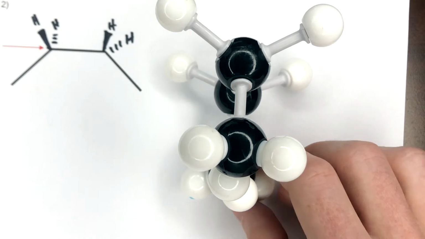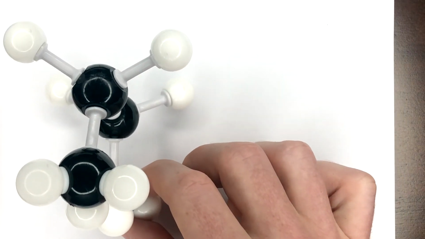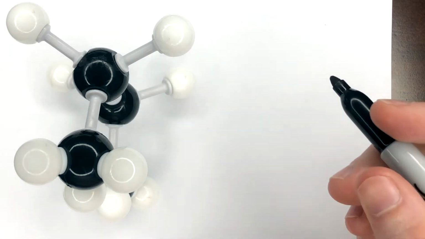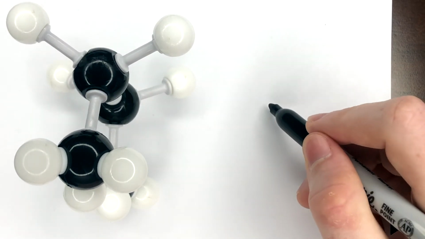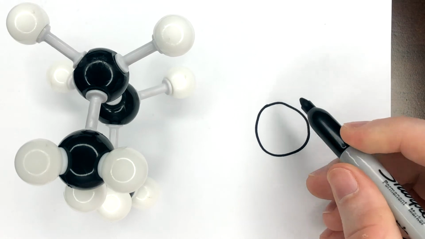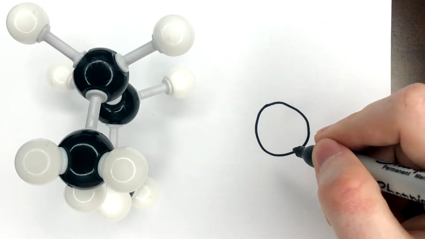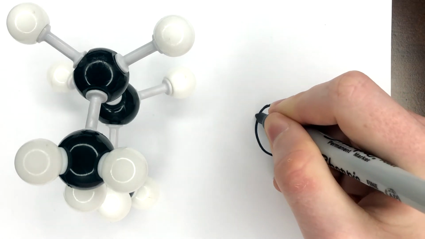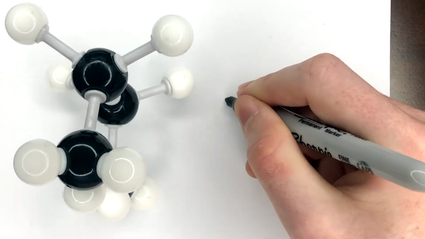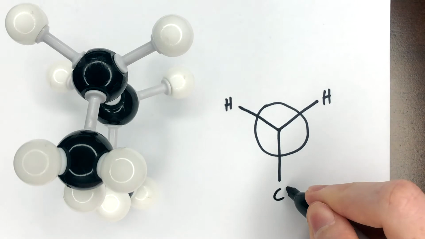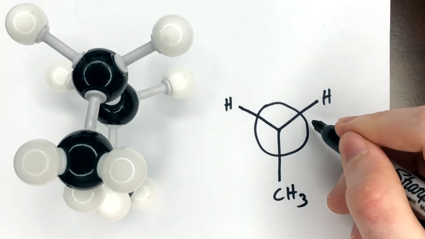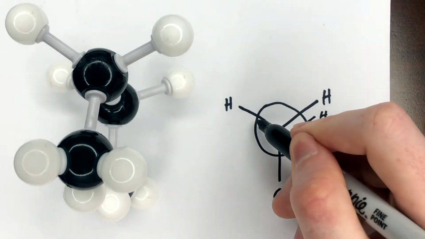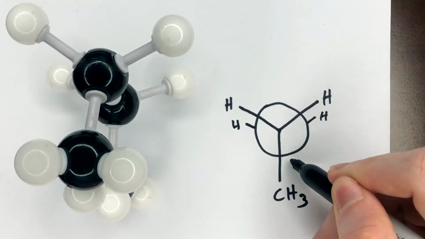So now I will draw this from the structure here, from the molecular model, I mean. So again, we start with our circle. We have a methyl group down, hydrogen to the right, hydrogen to the left. So here's a hydrogen, hydrogen, and methyl. Okay, and then it's eclipsed now. The hydrogens are in the back, so these are eclipsed here, and then the methyl group here.